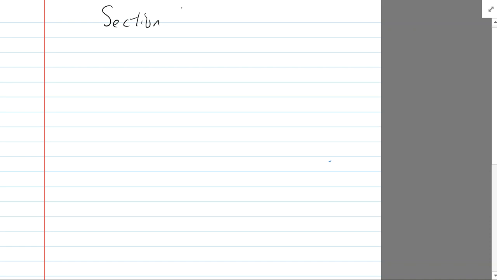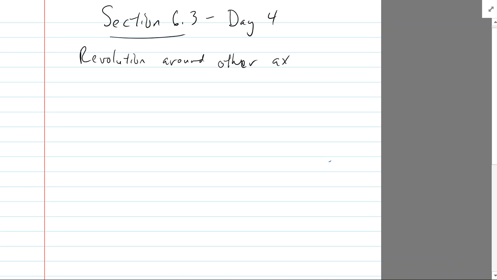Section 6.3. It's day 4 for 6.3. It's day 3 for rotation, volume of revolution. So this is day 4 of volume. And today we're going to do revolution around other axes. That means not the x and y axis.